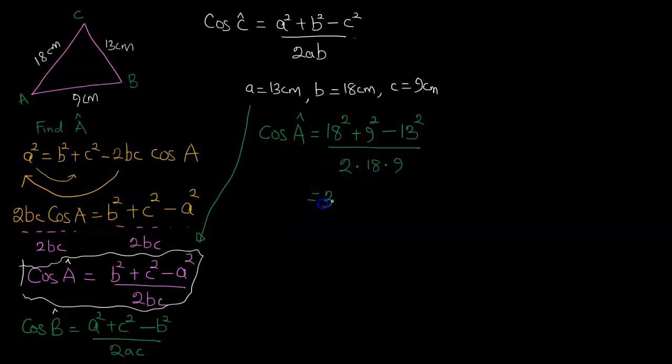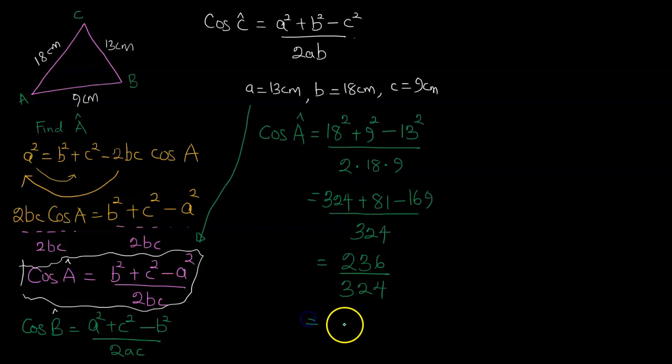18 squared is 324, 9 squared is 81, 13 squared is 169, 2 times 18 times 9 is 324. 324 plus 81 minus 169 is 236. And if I divide 236 by 324, I'm going to have 0.7284. This is the cosine of angle A.